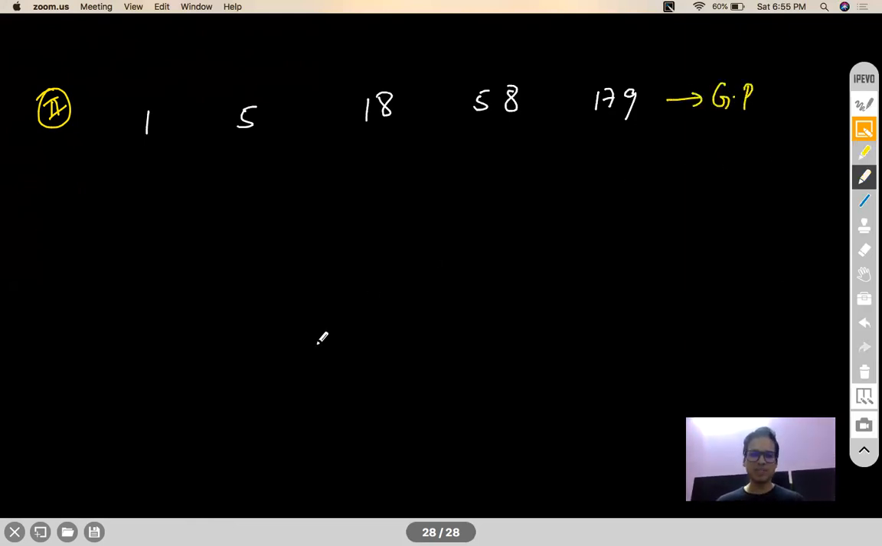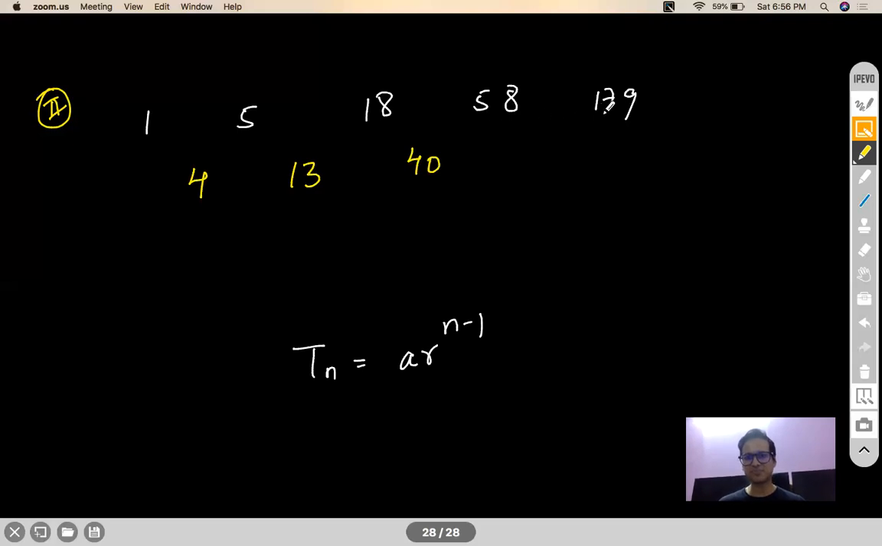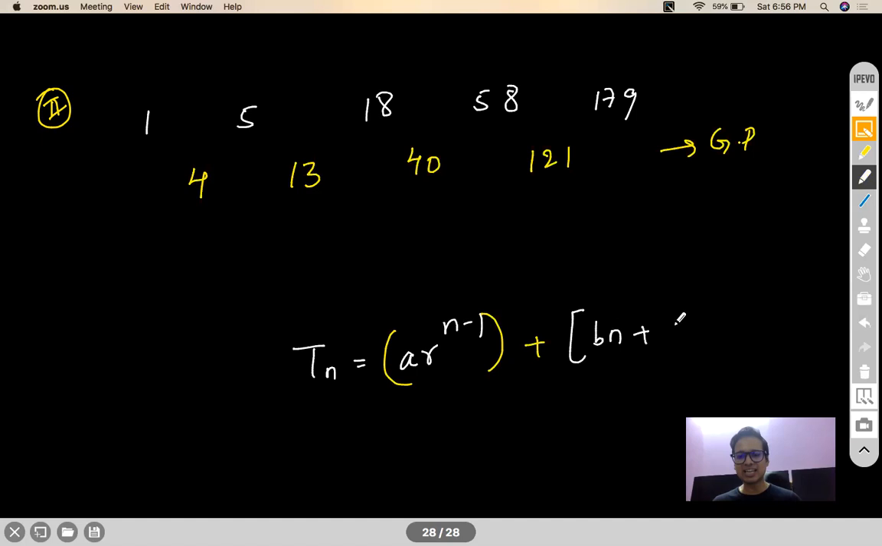What would have been your nth term? You will say a r to the power n minus 1. Let us say I'm just taking a hypothetical case that this was a GP, which it is not. If it was a GP, your nth term would have been this. Now remember, if this is not in GP, but the first difference is in GP, which again it is not, I'm just taking a hypothetical case, then what will happen? Your nth term would actually have this plus a linear expression in n. This is the trend.